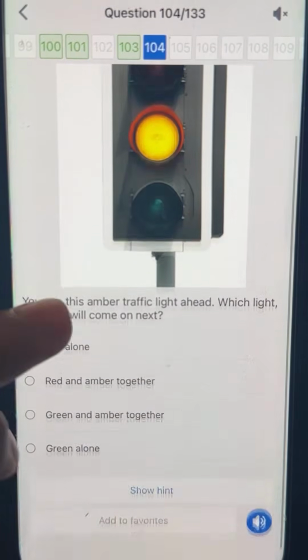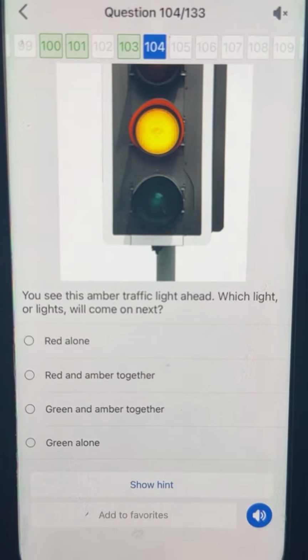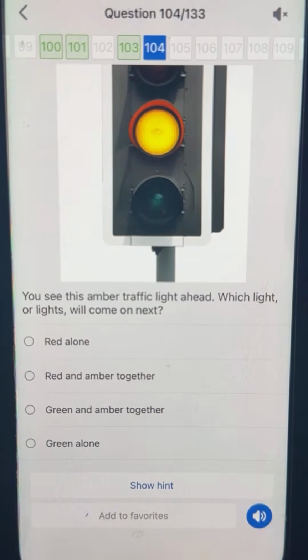You see this amber traffic light ahead. Which light or lights will come on next?